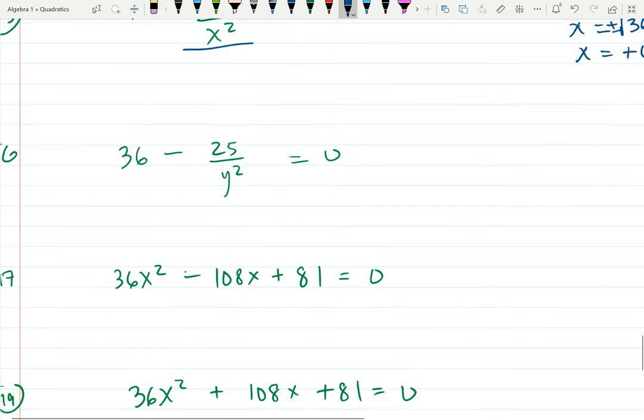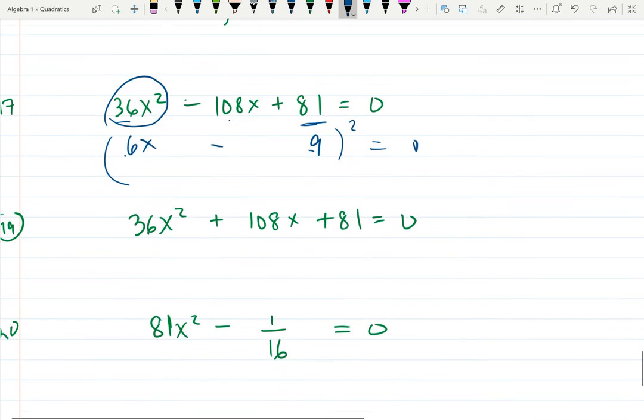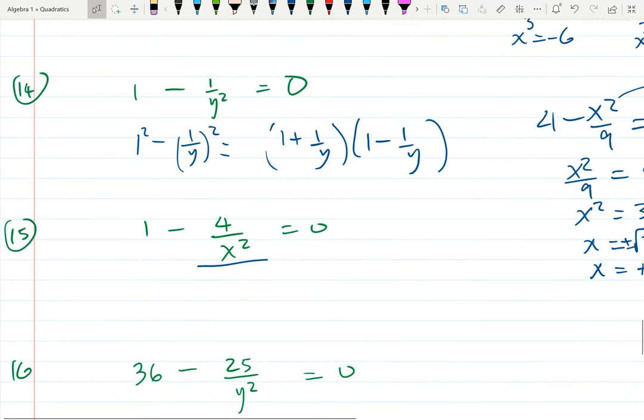But here, can you see that this is a perfect square? What is it? Square root of this thing here is 6x. Square root of this thing here is 9. 9 times 6 is 54. Twice that is 108. So this is 6x minus 9 all squared equals 0. This is what you are going to solve. 6x minus 9 all squared equals 0. Do these exercises.